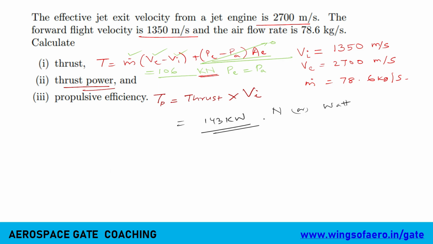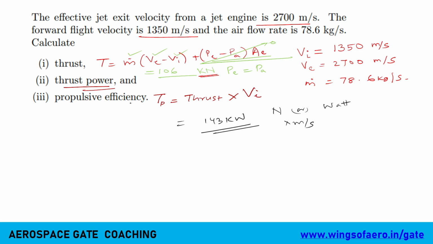This answer is in kilowatt. When you are finding the thrust power, the unit is kilowatt, because you are multiplying Newton with meter per second. So it will be like joule per second.